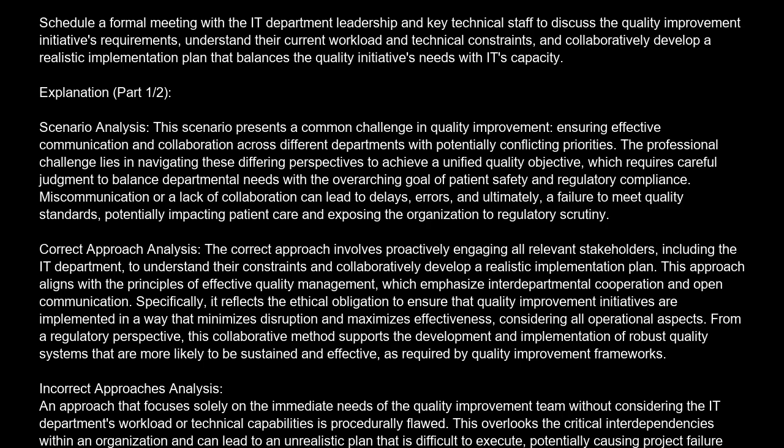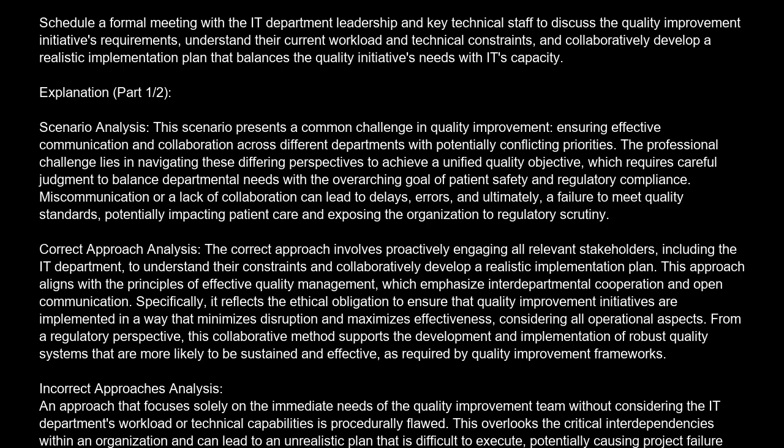Specifically, it reflects the ethical obligation to ensure that quality improvement initiatives are implemented in a way that minimizes disruption and maximizes effectiveness, considering all operational aspects. From a regulatory perspective, this collaborative method supports the development and implementation of robust quality systems that are more likely to be sustained and effective, as required by quality improvement frameworks.